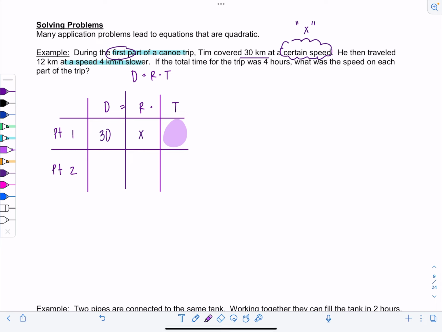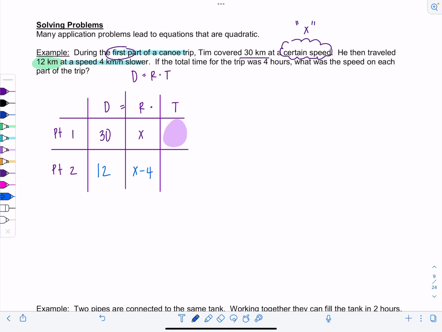He then, so now we're talking about part two, traveled 12 kilometers. So that's the distance for part two of the trip. Okay, watch this. At a speed 4 kilometers per hour slower. Slower than x. So make sure you get the order of subtraction right. 4 kilometers per hour slower is 4 less than x. That's going to be x minus 4, not the other way around.